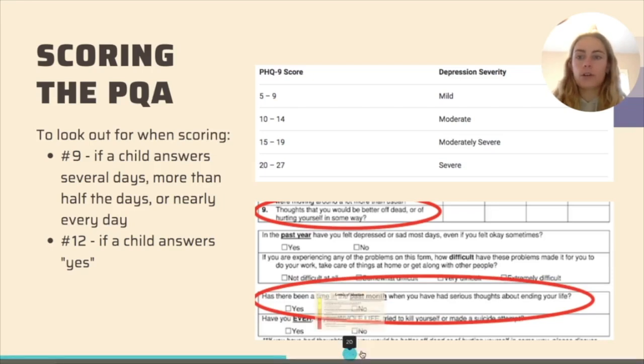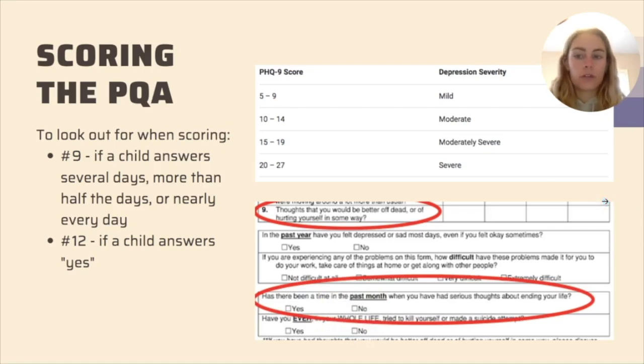So now we are talking about scoring the PHQ-A. Things to look out for when scoring are question number 9 and number 12. Like I mentioned before, number 9 is thoughts that you'd be better off dead or hurting yourself in some way. That is an automatic concern. That's an automatic, we're going to have to write a safety plan. That's an automatic, we've got to talk to your parents about this and make sure that we are putting things in place to make sure that you are safe.